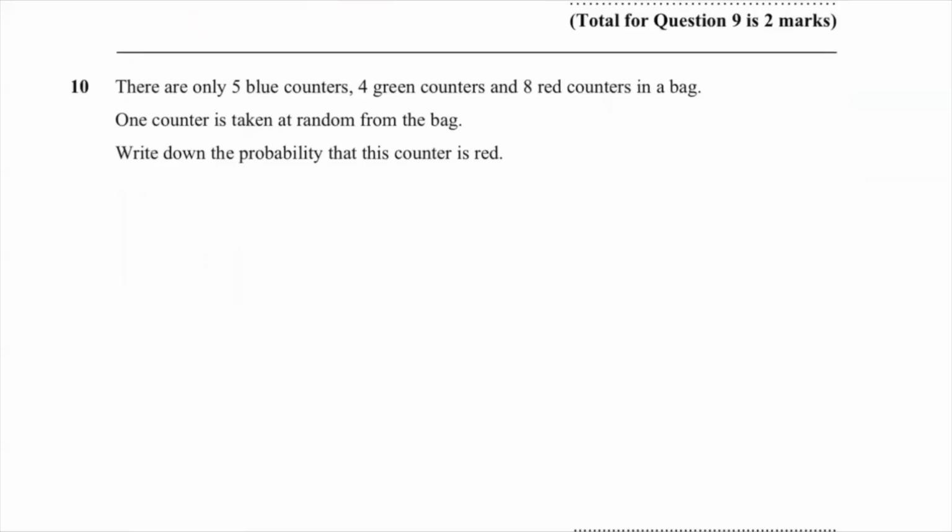So we've been given information about counters in a bag. We're being asked to write down the probability that this counter is red. Now, probability is always a fraction. Unless the question is given as a decimal, then it's going to be a fraction. It's whatever they're talking about at the top. Well, they're talking about red counters, so that's 8 on the top. And on the bottom is the total. Now, the total is all the counters that are there. So you add those together and show that that's your method mark. And then that would be your final answer.